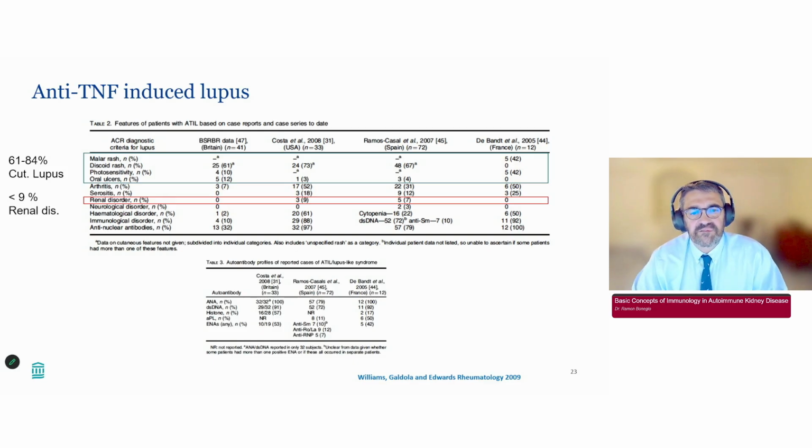And it turns out that a fair number of the patients, up to 2/3 of patients, will develop skin features of lupus while they're taking these medications. So I don't think anti-TNF strategies are a good way to treat lupus. Next slide.